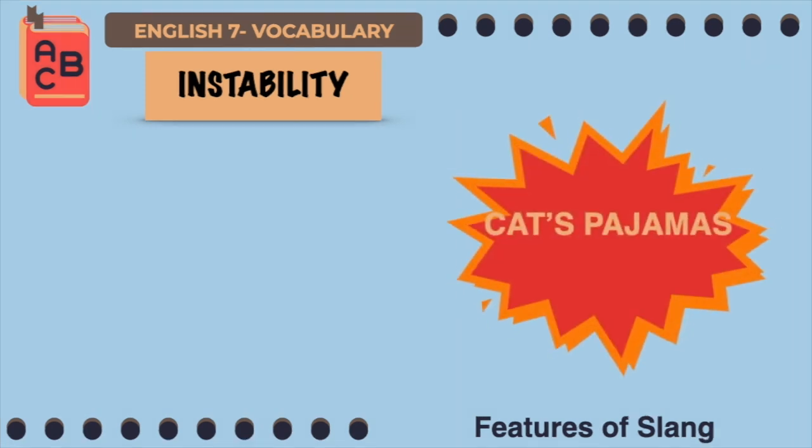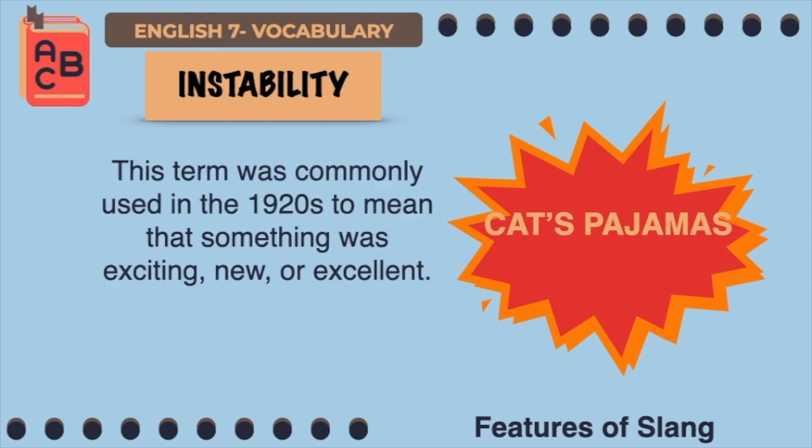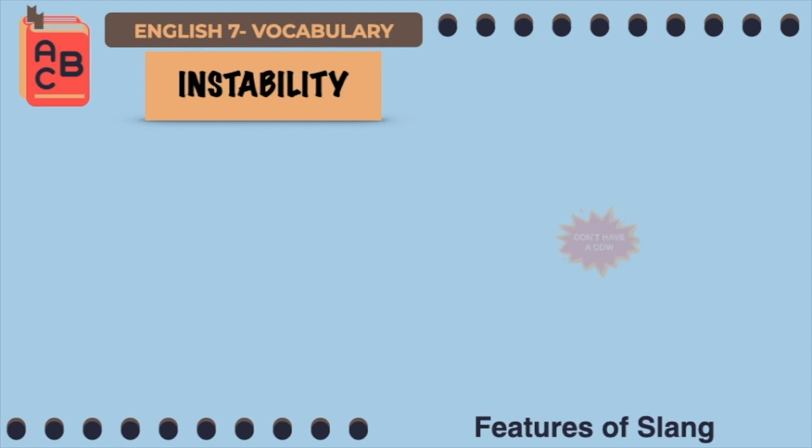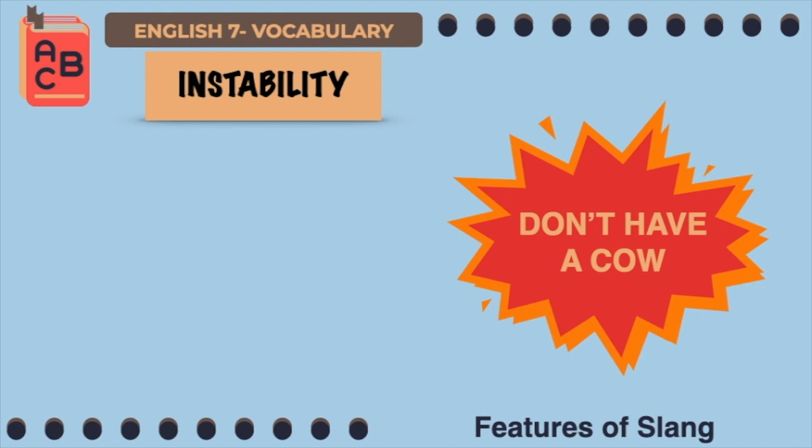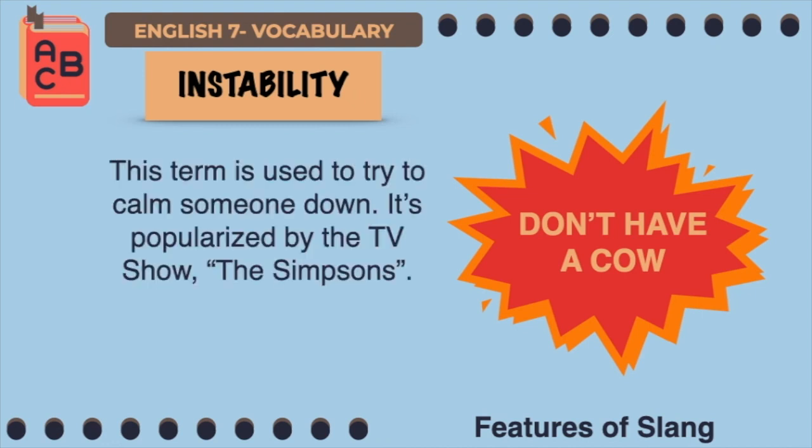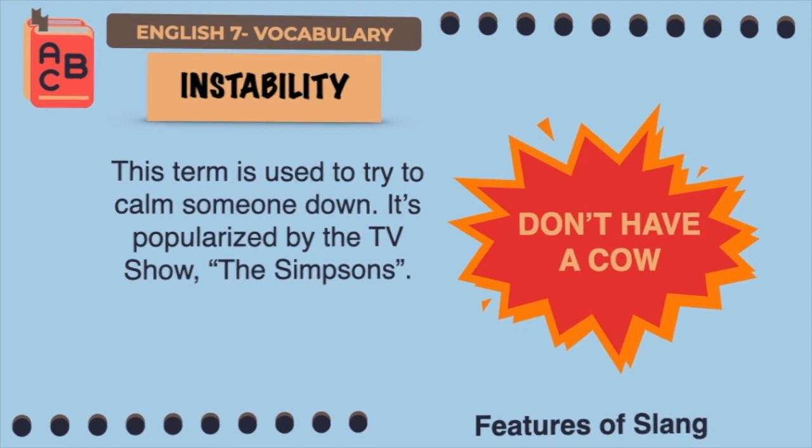For example, "cat's pajamas." This term was commonly used in the 1920s to mean that something was exciting, new, or excellent. However, it is not trendy anymore to use "cat's pajamas" in the 21st century. "Don't have a cow." This term is used to try to calm someone down. It was popularized by the TV show The Simpsons.